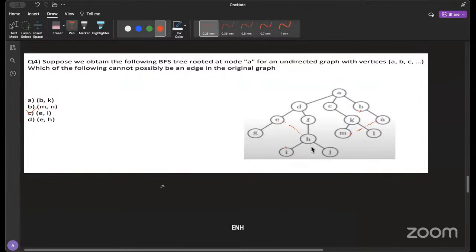Then E and H. E and H cannot be an edge too, right? Because if E and H was an edge, then you'd see H under this. Because first you get done with E, then you come to F. That means this is also correct.